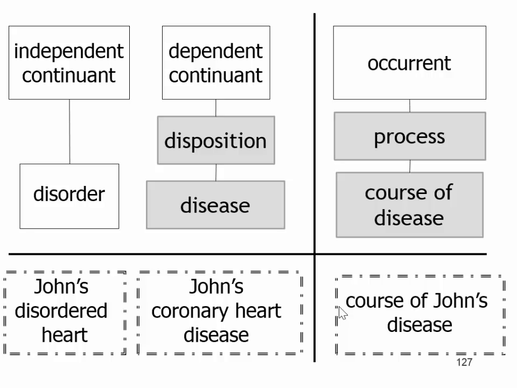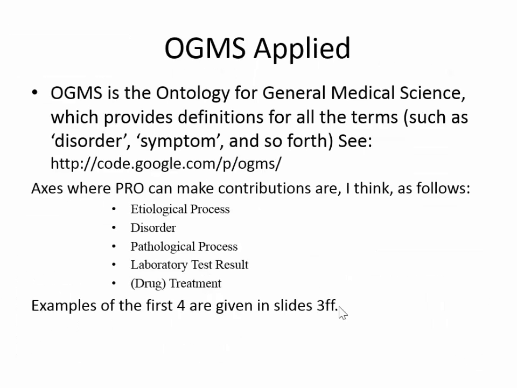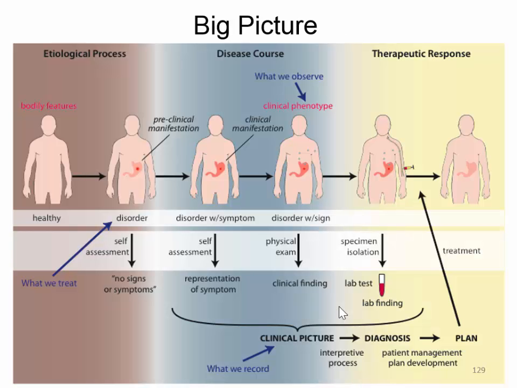So John has a disordered heart, which is a disorder. John, as a result, has a certain disposition, which is his coronary heart disease, which depends upon the heart for its existence. And in virtue of this disposition which gets realized, he has a course of disease, which is the sum of processes realizing his disposition. OGMS is the ontology for general medical science. It defines all of the terms that we've been using here, including all of the terms on that picture.